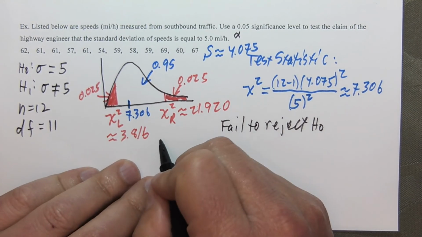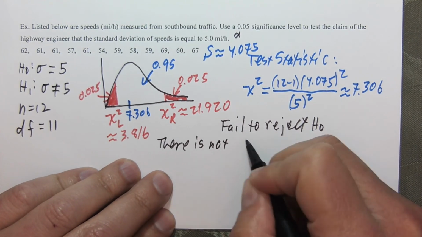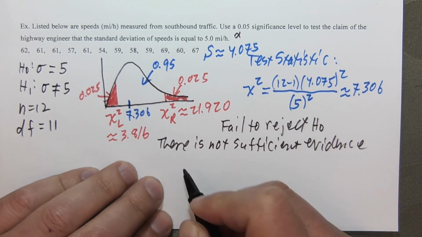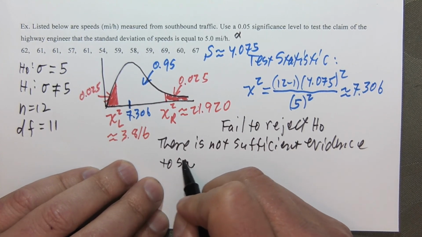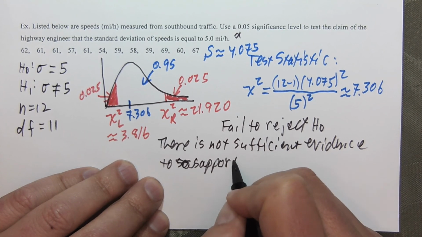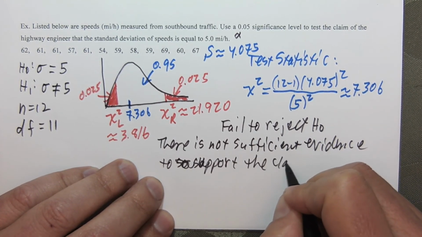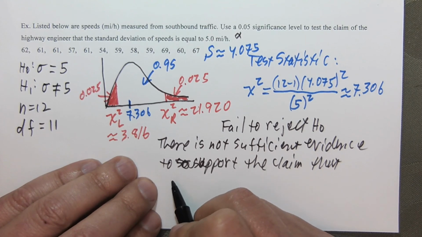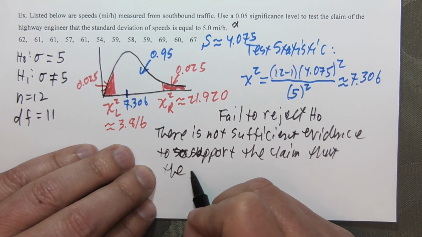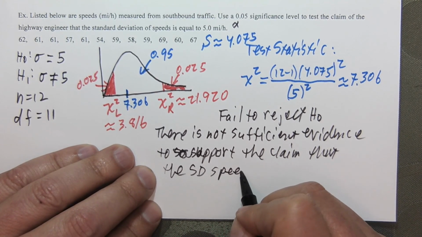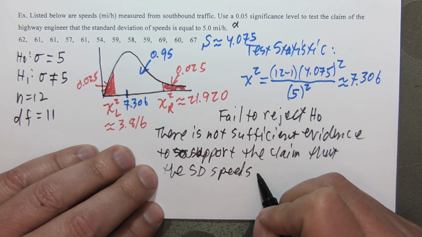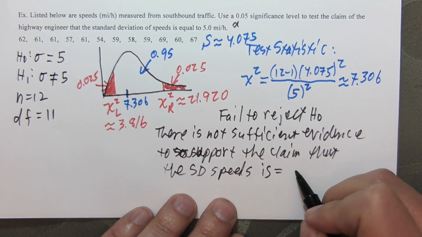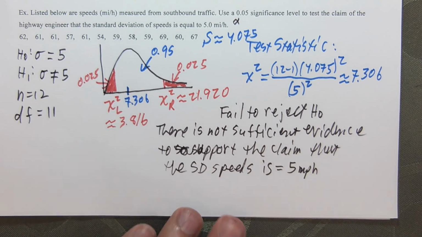The null hypothesis, so there is not sufficient evidence to support the claim that the standard deviation of speeds is equal to 5 miles an hour.